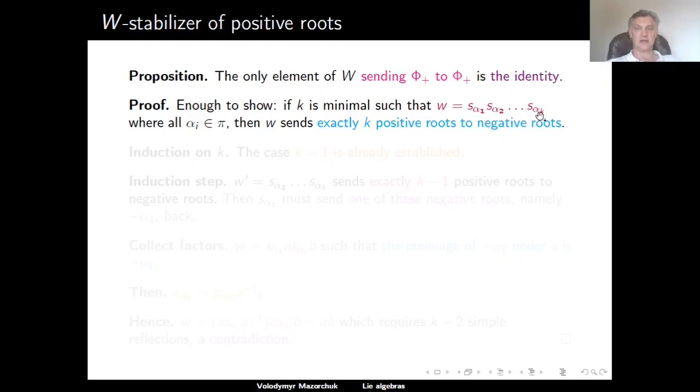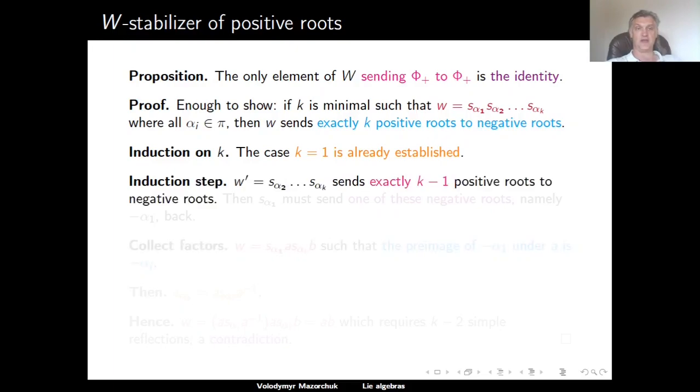So let's write it in the shortest possible way, where K is a positive integer. We are going to prove that such an element W sends exactly K positive roots to negative roots, and so it cannot preserve the positive roots. And we prove this by induction on K. The case K equal to 1 corresponds to W being a simple reflection, and in this case we know that it sends the corresponding simple root to its negative and permutes all other positive roots. So the basis of the induction is clear.